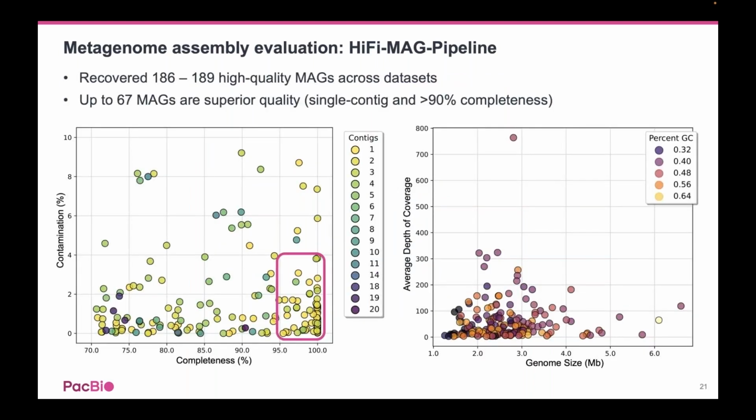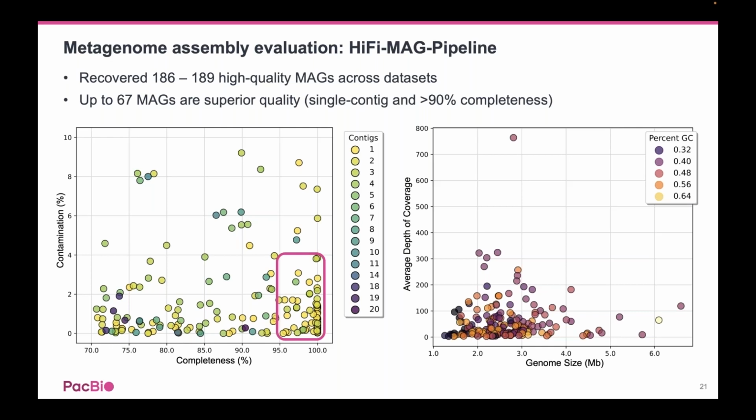So I took our two HiFi datasets, the Sequel II and the Revio datasets for our sample, and I ran these through hifiasm-meta and the HiFi-MAG pipeline. And I recovered 186 or 189 high quality MAGs. And below, I'm showing you some of the characteristics of what those MAGs look like.